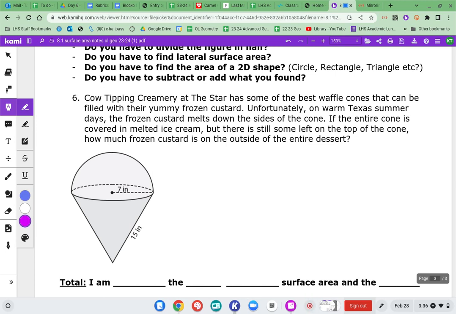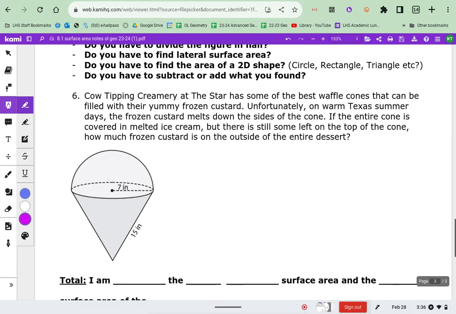It's really yummy frozen custard. And we have a problem about it. Okay. I've been there. Excellent. And I got the chocolate ice cream. I get the chocolate too.